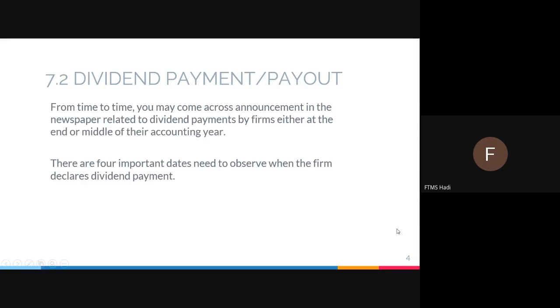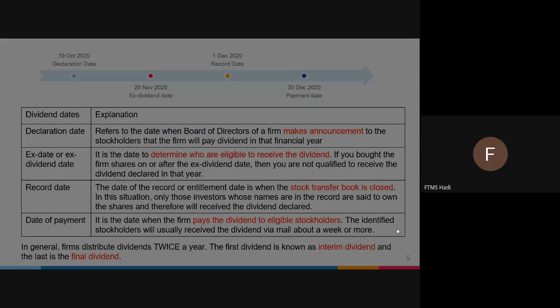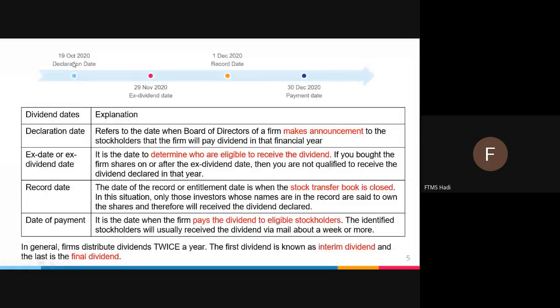In Bursa Malaysia also, either at the end or the middle of the accounting year. So if you want to know the dividend dates, there are 4 important dates that need to be observed when the firm declares a dividend payment. Usually the dividend is declared at the end of the year, around October, November, or December, subject to the company's decision. We have 4 types of dates: declaration date, which is usually quite early, ex-dividend date, record date, and the payment date.